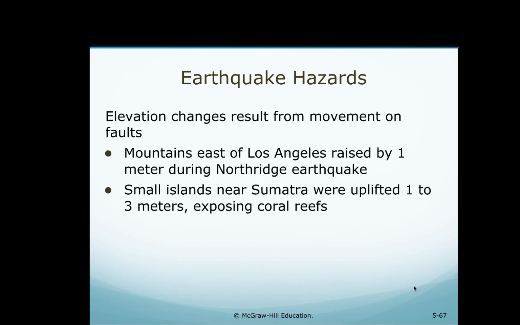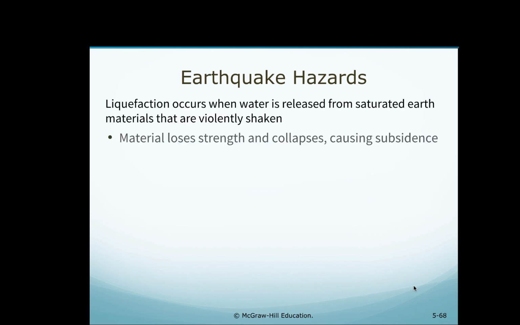The elevation changes result from movement on faults. Mountains east of Los Angeles were raised by 1 meter during the Northridge earthquake. Smaller islands near Sumatra were uplifted 1 to 3 meters, which exposed the coral reefs. Liquefaction occurs when water is released from saturated earth materials that are violently shaken. Material loses strength and collapses, causing subsidence.